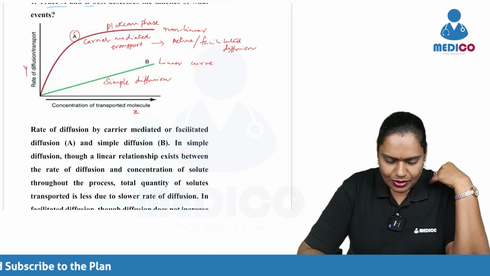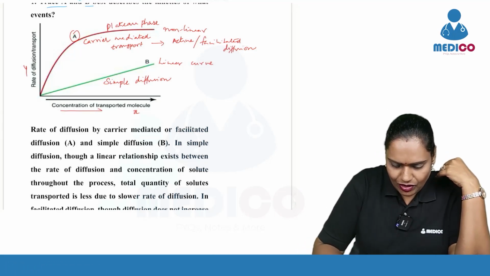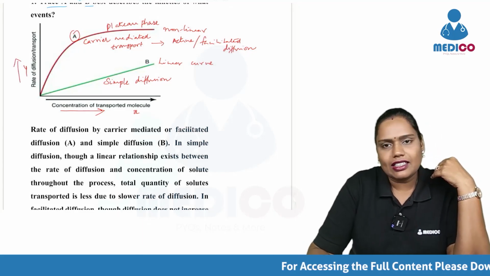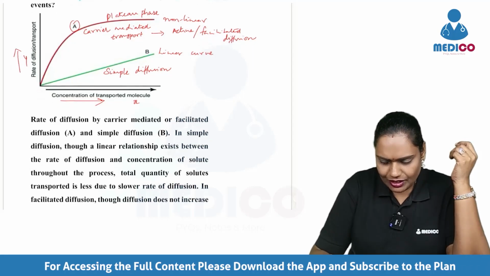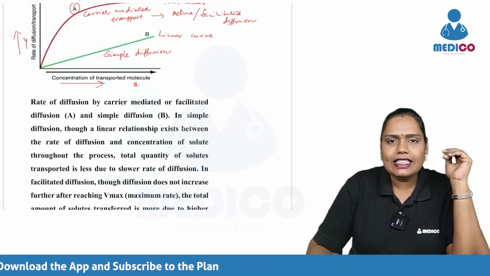If you look at trace B, it has a linear relationship. As the concentration of the molecule increases, the rate of diffusion also increases linearly. This characteristic is typical of simple diffusion. In simple diffusion, there is a linear relationship.